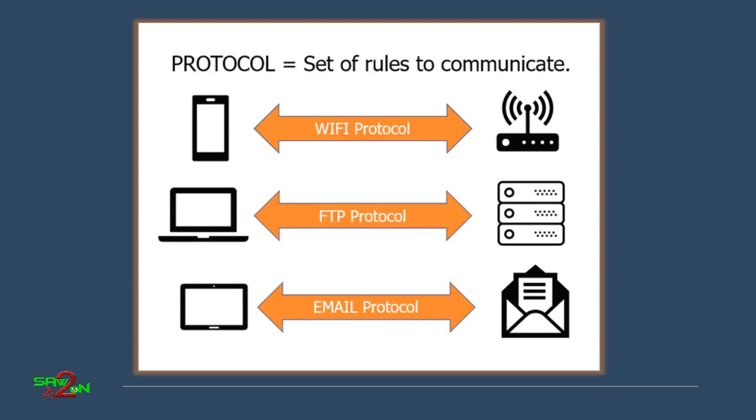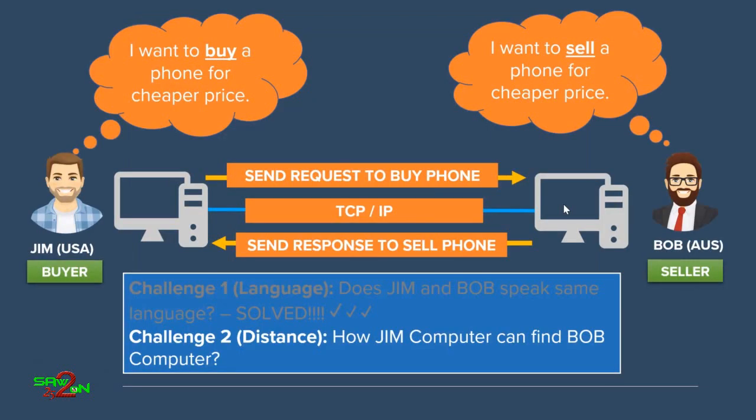Your phone can talk to your Wi-Fi devices using a Wi-Fi protocol. A computer can talk to a server, downloading and uploading files via an FTP protocol. When you are sending emails, obviously it is an email protocol. That solves the first challenge, the language challenge. The language challenge is solved via the protocol. So they first agree on a protocol. In terms of Jim's computer and Bob's computer, they agree on a protocol called the TCP/IP protocol.